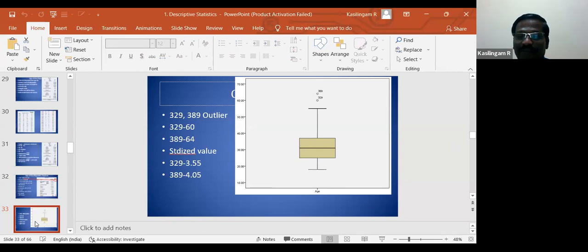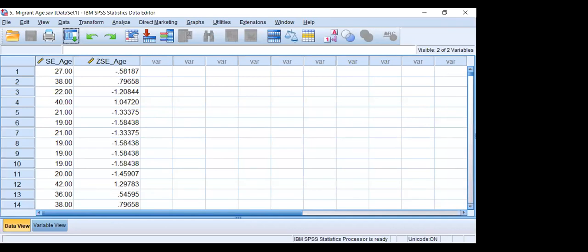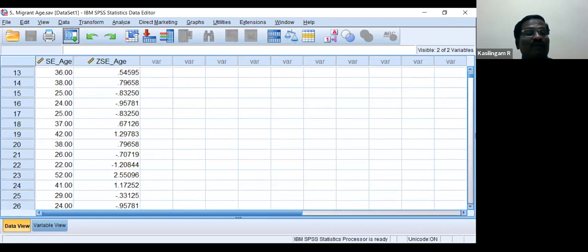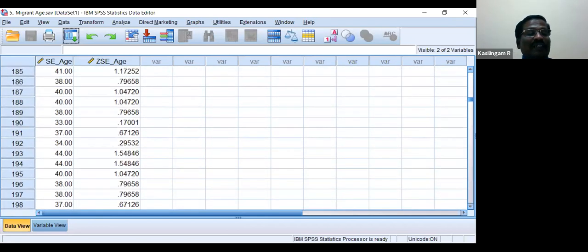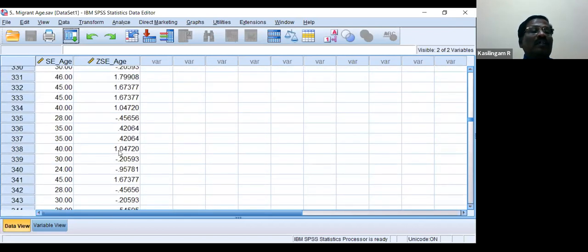Is it okay? Yes, sir. Okay, now let me go and see whether they are okay. So now this is my data. Can you see the data set, madam? Yes, sir. Now let me go to 329. If it is more than 55, it is an outlier.